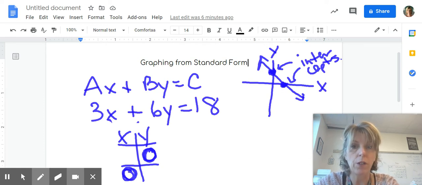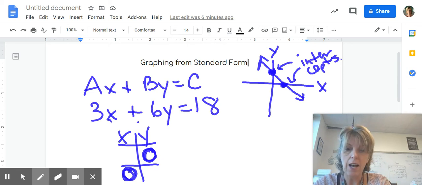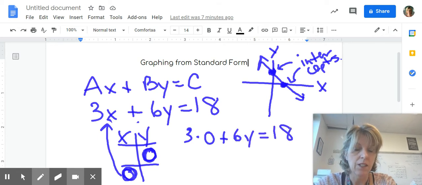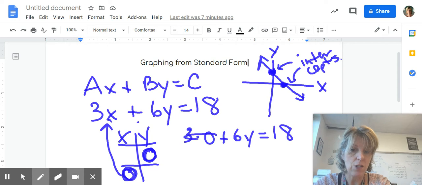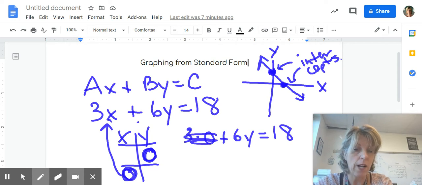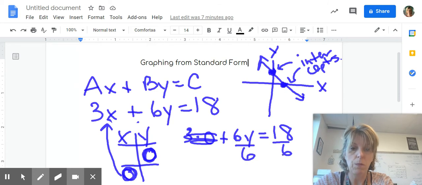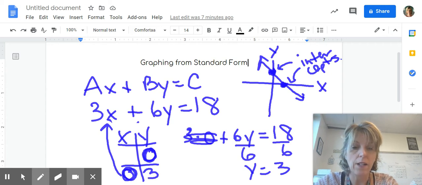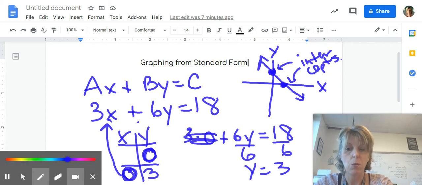Now, 0 is a powerful number in algebra, right? Because 0 is the magic eraser. 0 makes things go away. So watch what happens with this. If I take that x, 0 is x, and I plug it in, I get 3 times 0 plus 6y equals 18. Becomes a magic eraser, right? This just goes away, and I'm left with 6y equals 18. That's a one-step equation. Divide both by 6, I get y equals 3. So if x is 0, y is 3. The y-intercept is 3. Pretty easy, right?